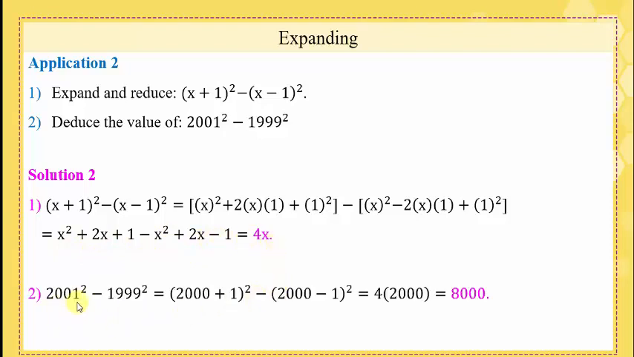Part 2. 2001 perfect square. We can write 2001 as (2000 + 1) perfect square. So it is like (x + 1) perfect square. And then 1999, we can write it as (2000 - 1) perfect square. So (2000 + 1) perfect square is like (x + 1) perfect square, and then (2000 - 1) perfect square is like (x - 1) perfect square. So x here is 2000. The answer in the previous part is 4x. So the answer here is 4 times 2000 equal 8000.